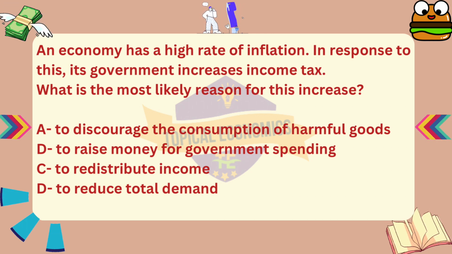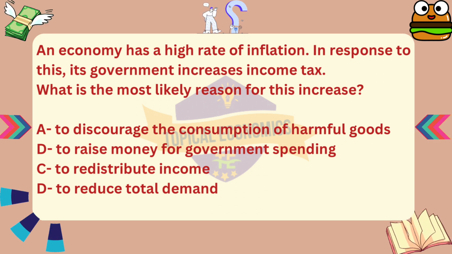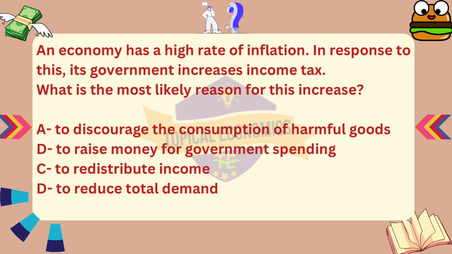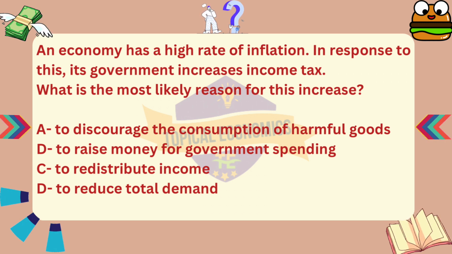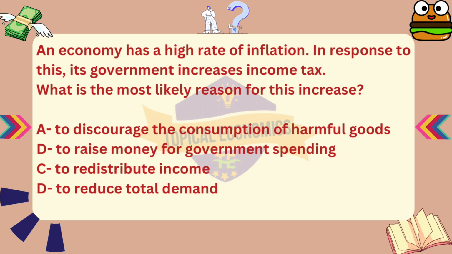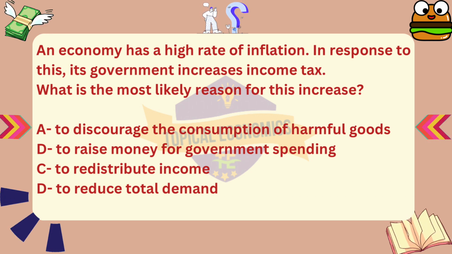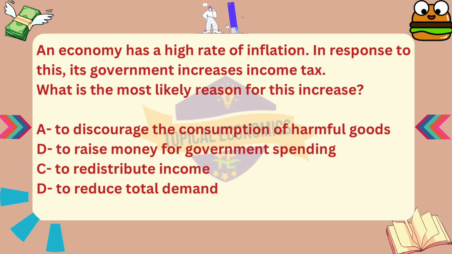To reduce total demand. When an economy is experiencing high inflation, the government may increase income taxes as a way to reduce total demand in the economy. Higher income taxes leave consumers with less disposable income, which generally leads to reduced spending on goods and services. Since inflation often occurs when demand outstrips supply, reducing overall demand can help ease inflationary pressures by lowering the demand for goods and services, helping stabilize prices.